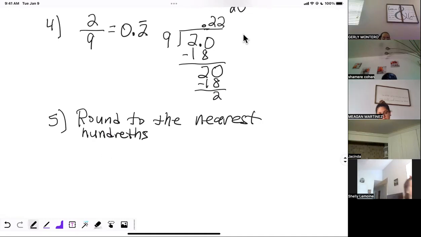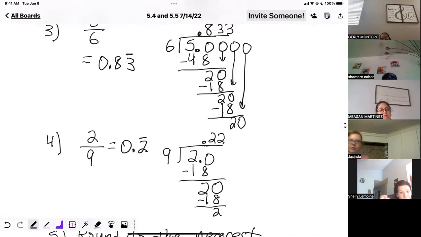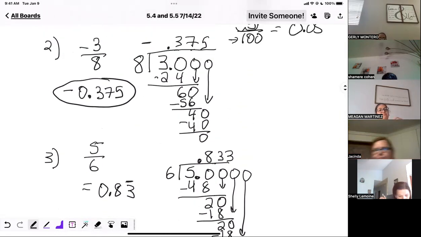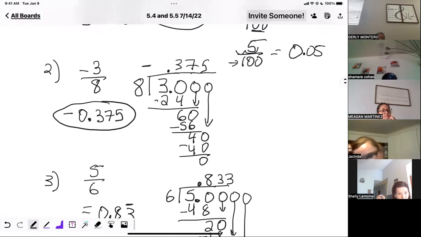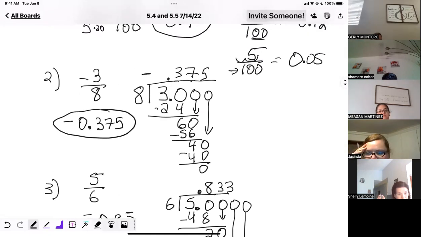Someone put in the chat that they got a different answer from you. They got 0.33075. For which number? Which one? The first one? Number 2. Number 2? 3 divided by 8? That's the only one with those numbers, so I'm assuming it's number 2. Yeah, 0.375.